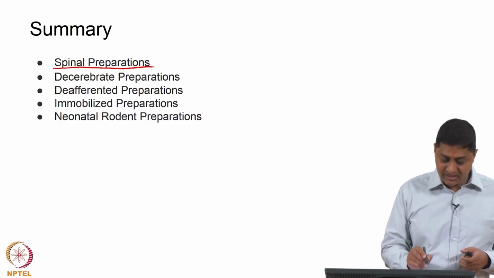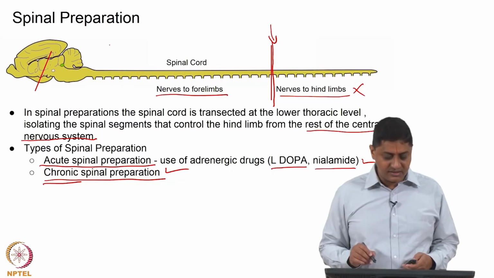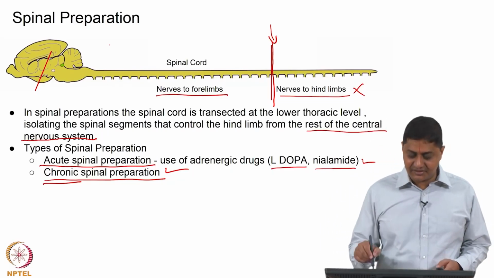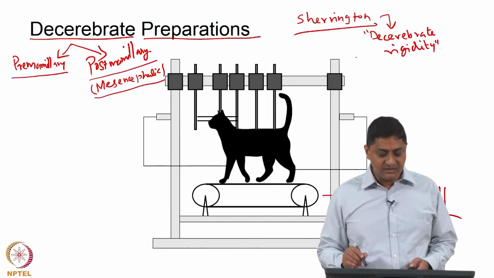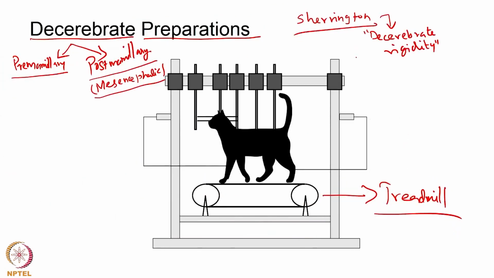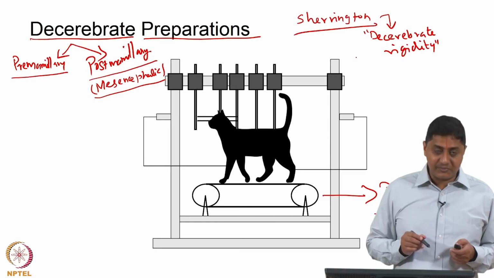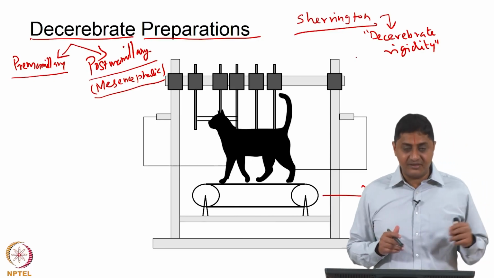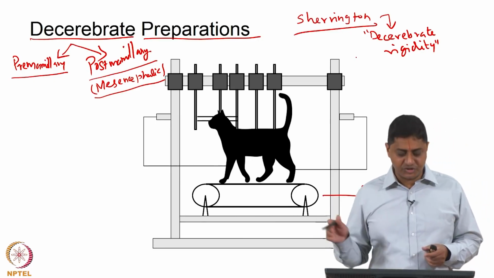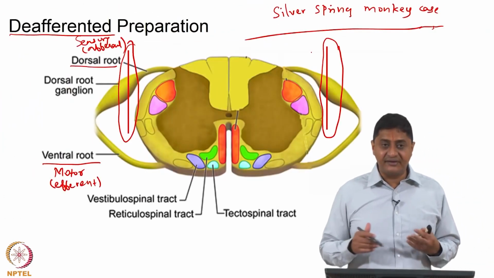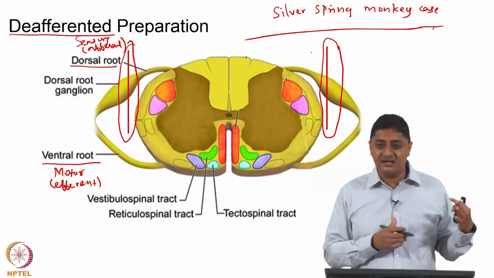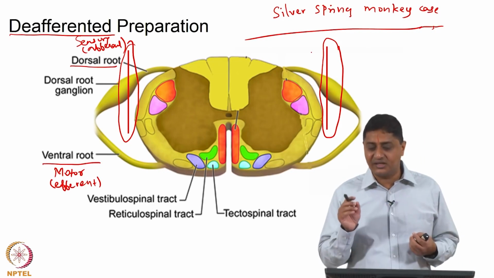This is the case where the spinal cord is transected at the level of the thorax. So, this is the spinal preparation. Then we have seen the decerebrate preparation. There are two cases of this: the pre-mammillary or the post-mammillary preparation, the mesencephalic preparation. And then the deafferented case, in which the sensory input is completely removed by cutting the dorsal root.